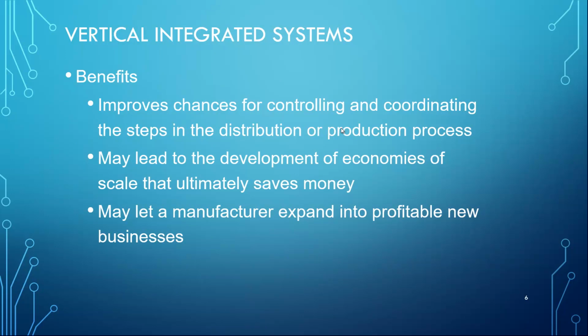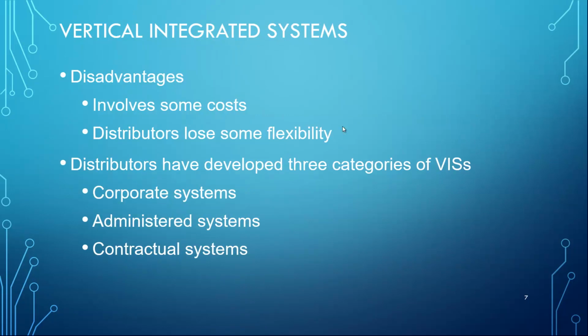The vertically integrated system improves chances for controlling and coordinating the steps in the distribution or production process. It may lead to the development of economies of scale that ultimately saves money, and it may let a manufacturer expand into profitable new businesses or new markets. Unfortunately, this kind of structure is often costly, and distributors might lose some flexibility.